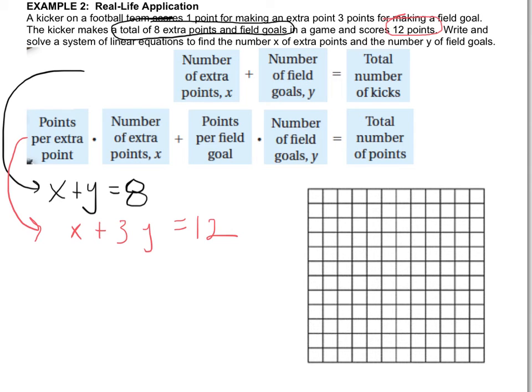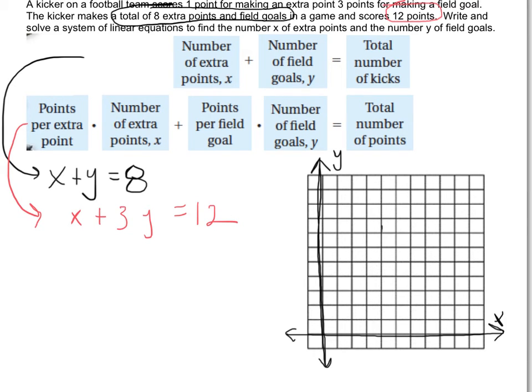So here we have our graph. Couple things here before we go too much further with it. I'm going to make these go by 2's, and I am going to leave these as 1's. But notice I did only really the first quadrant, basically because we can't have negative field goals or negative extra points. So we're only going to focus on the first quadrant.